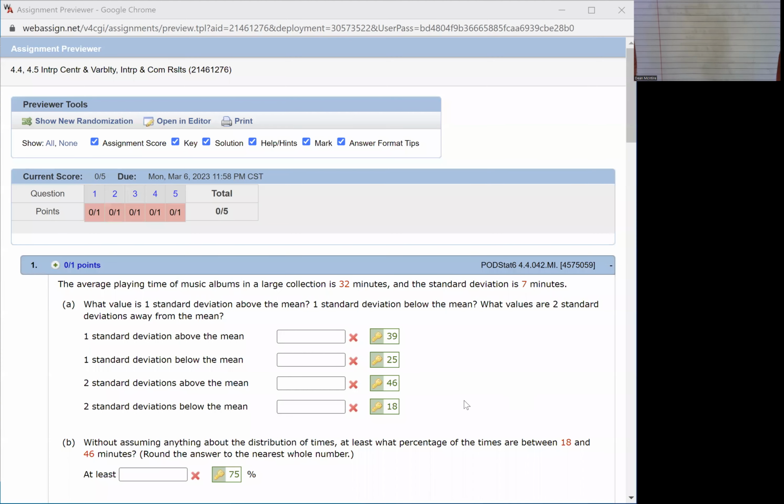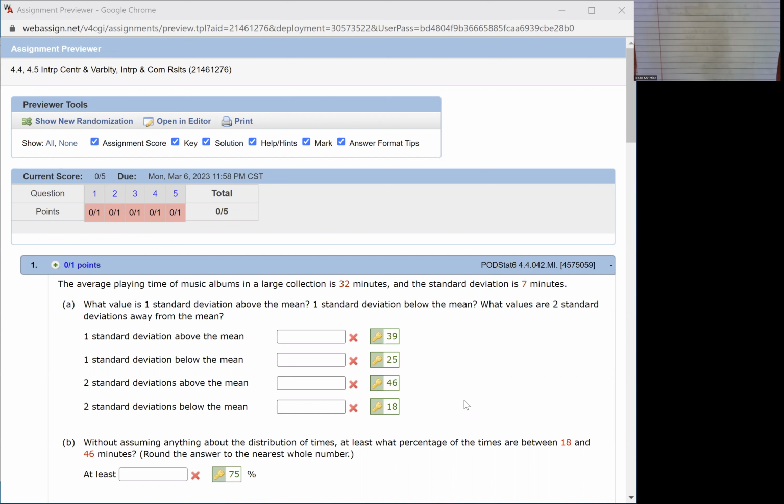Now I'm going to do problem 1, 4.4 and 4.5. Okay, so let's view the problem. And what we're going to do in 4.4 and 4.5 is to talk about the empirical rule and Chebyshev's rule.